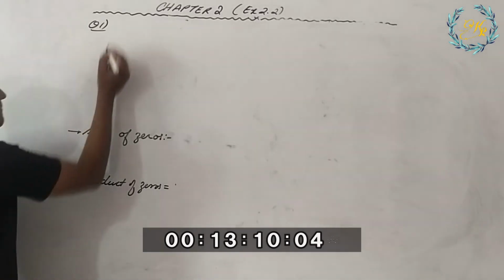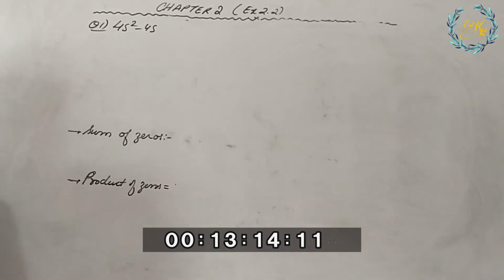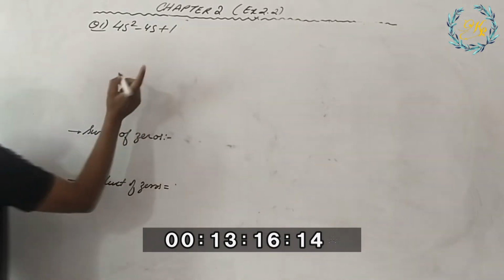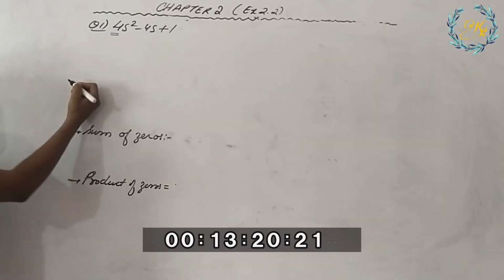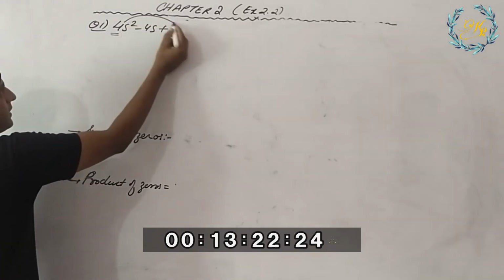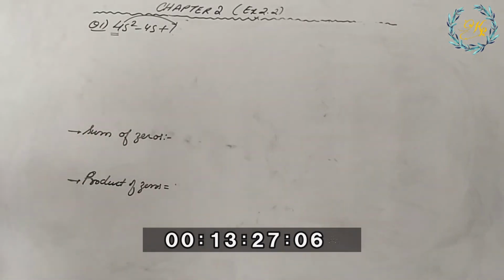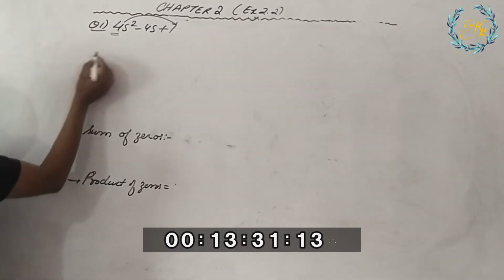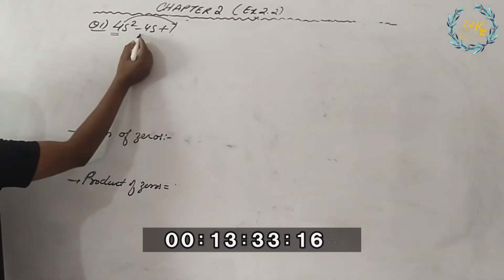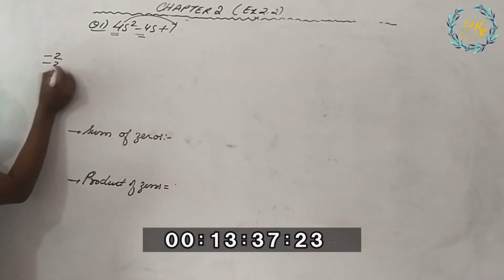Next question. 4s square minus 4s plus 1. Whenever you are given the value of a in a polynomial, multiply the first value by the last one. So you get 4 ones are 4 here. Now we search for two numbers, each one multiplied gives 4, and the same numbers on addition or subtraction give this middle term. So those two numbers will be minus 2 and minus 2.